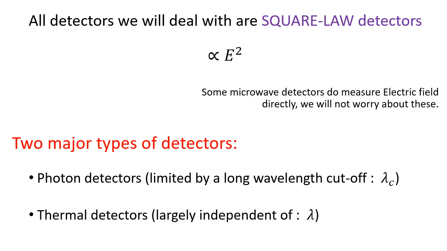One of them is the photon detectors. The other one is a thermal detector. The photon detectors are usually limited by something called a long wavelength cutoff. What that essentially translates into is that there has to be a minimum amount of energy in the quanta of the signal, such that that minimum energy is required for it to be detected as a signal by the detector. And that leads to a minimum in the frequency cutoff, or in terms of wavelength, it gives me a long wavelength cutoff.